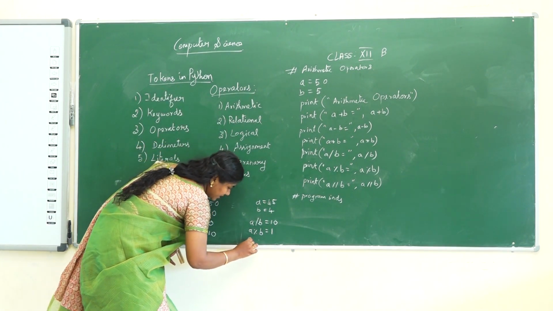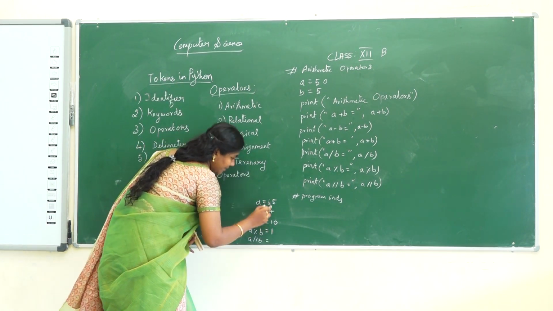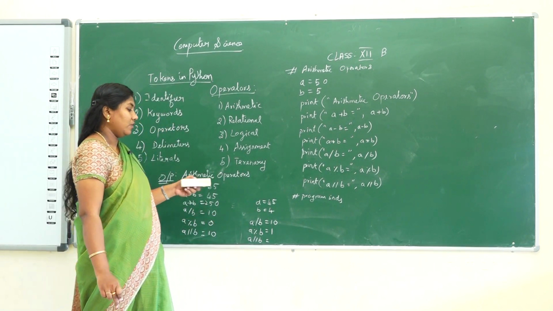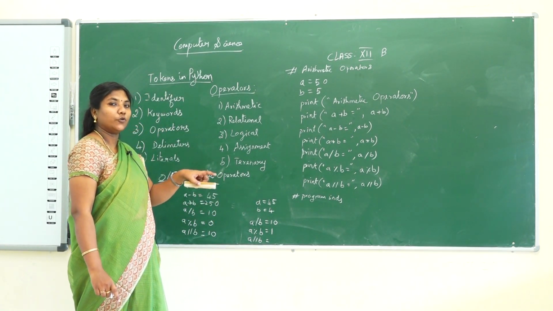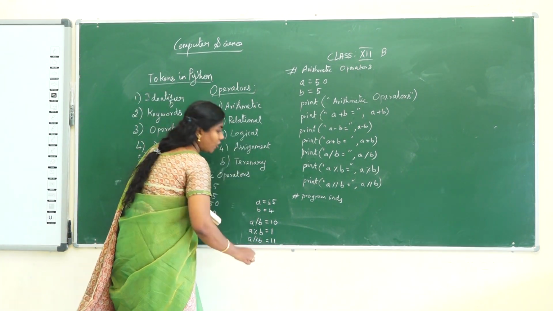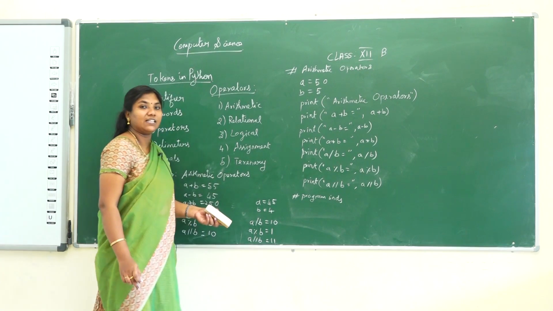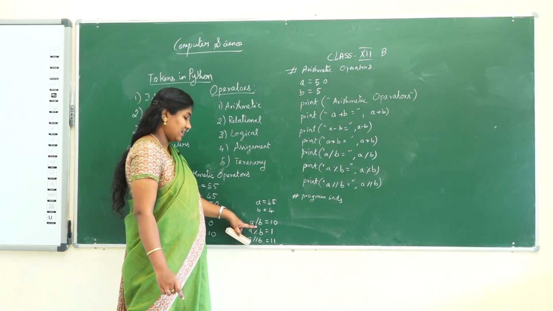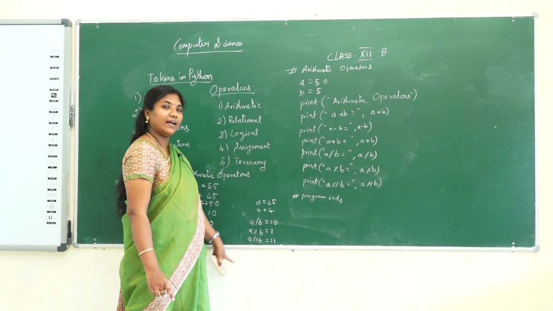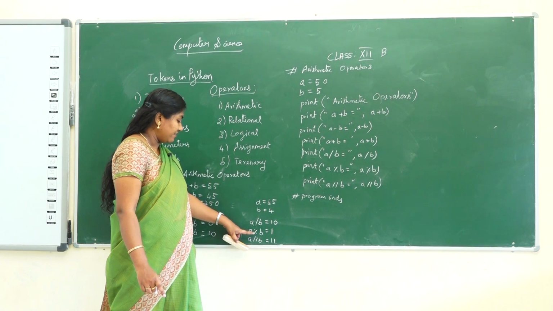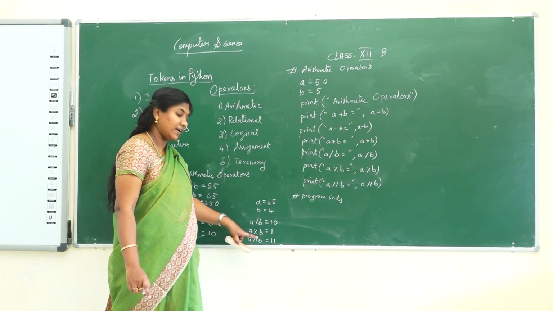And in floor division, I am having 45 divided by 4. What will be the value? 11.2 something, but I will get only the value 11 when I use the operator double slash. It gives only the integer part. Okay, so these are the differences between slash, modulo and double slash.